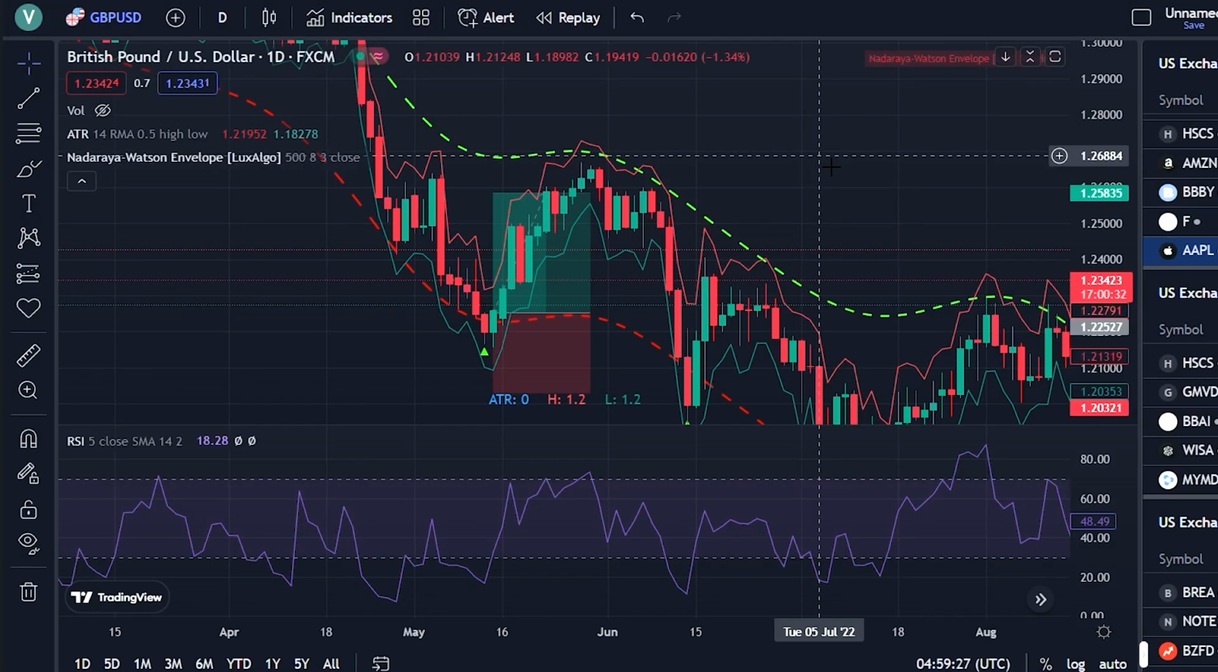As you can see, all 3 of these indicators are free, by the way. So you can go to TradingView.com and add these to your charts absolutely free.